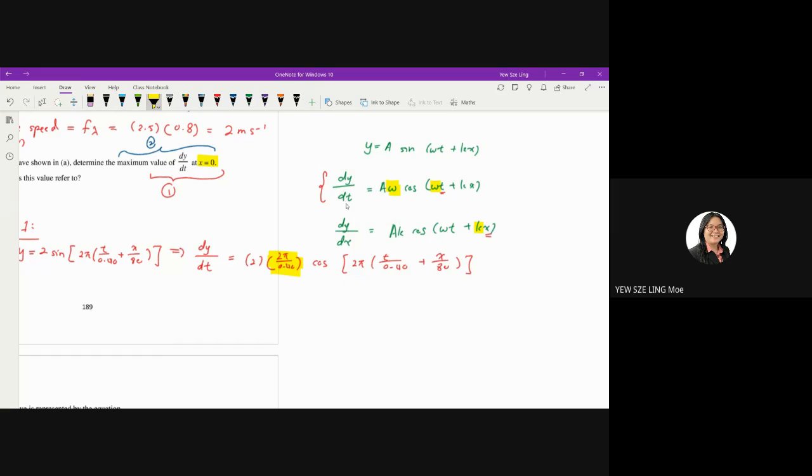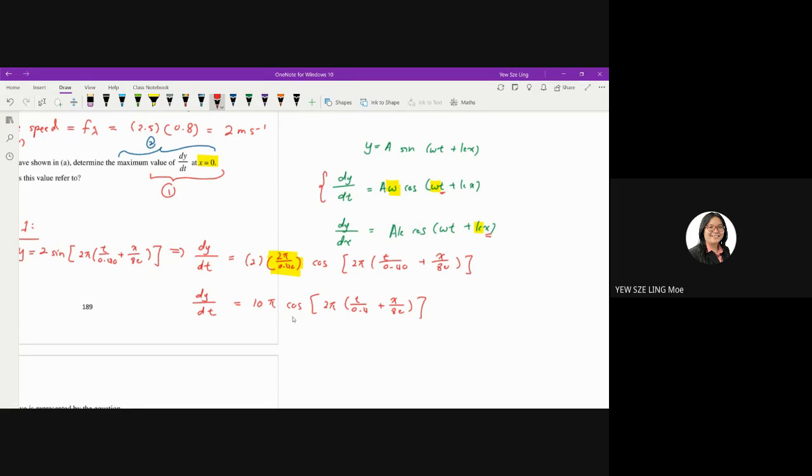Why? Because now you differentiate with respect to t, so you take the constant of the t out and put it at the front of the trigo function. If you differentiate with respect to x, then you take k out and put k in front of the trigo function. So now we obtain a new equation. Let us simplify it first. dy over dt equals 4 pi cos (2 pi t over 0.4 plus x over 8t). This is the equation of dy over dt.